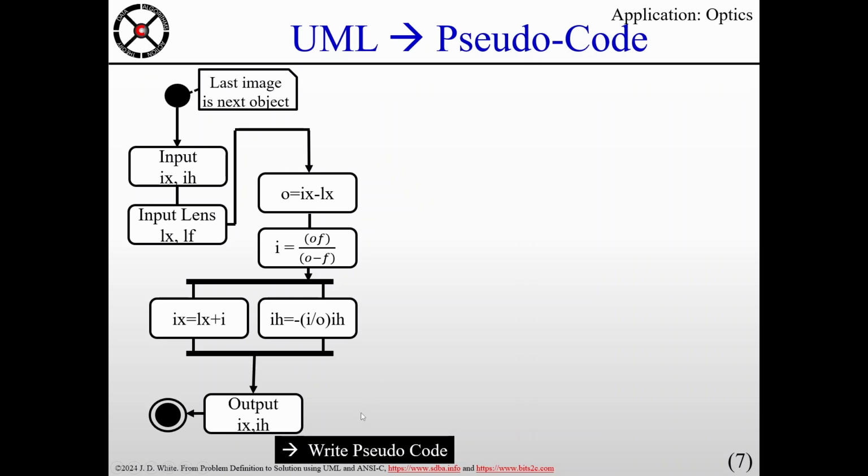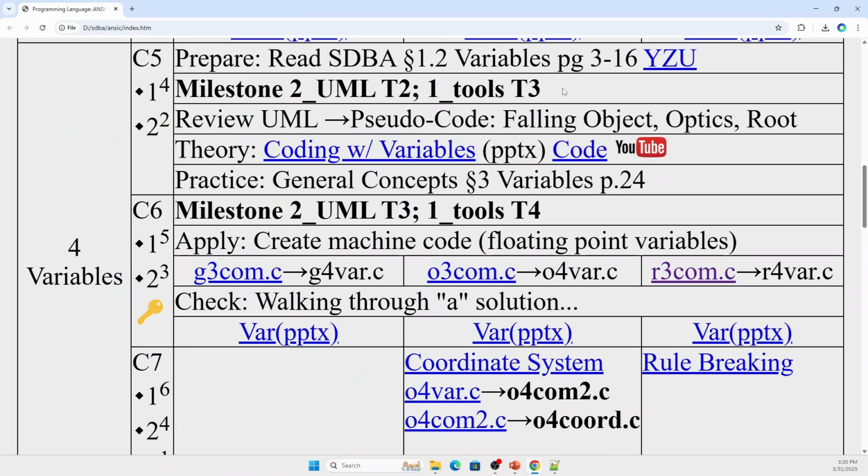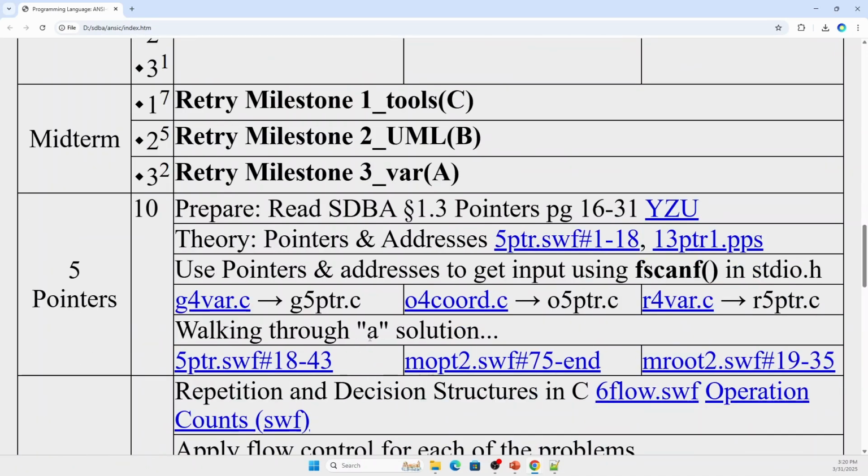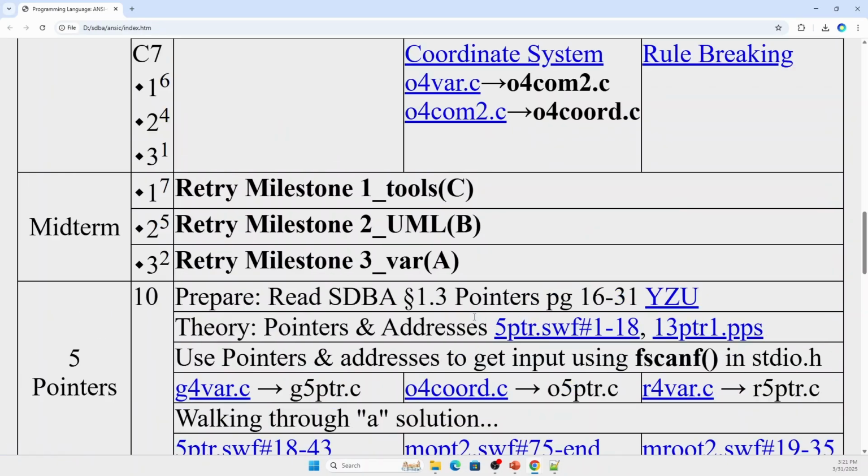And the first thing now is to write pseudocode. So what we're going to do now is take, starting from, if we go back to our programming language website, your starting code should be O4 var.c, which I think should be right. It's the object for coordinates, what we want to get.